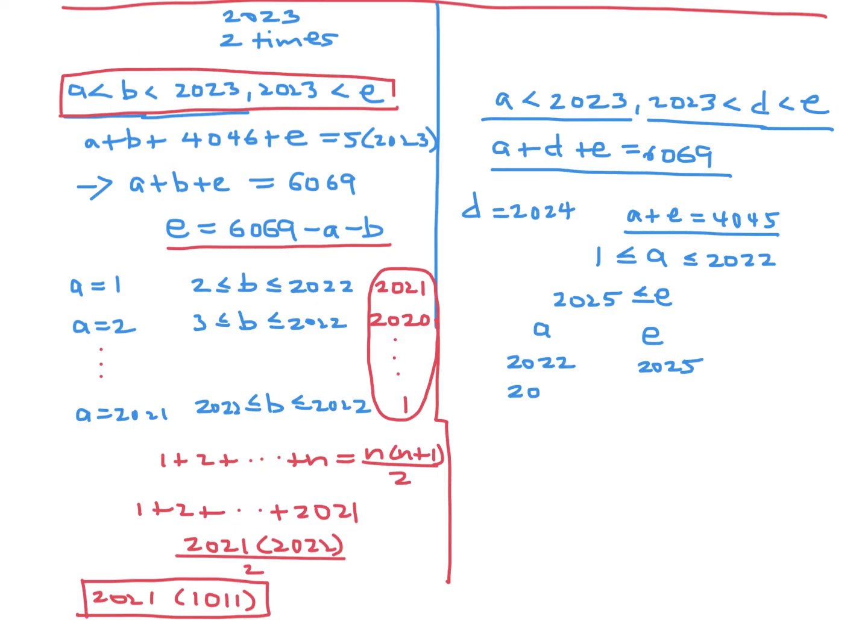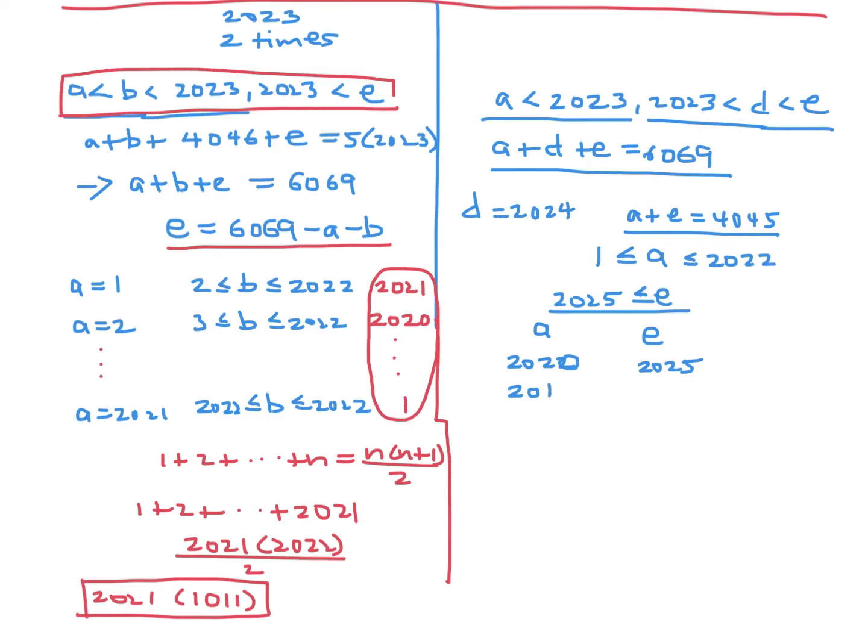Yeah, because E has to be at least 2025. So I think that's the maximum value of A I can get. So I can only go down from there. 2022 won't work. It's got to be 2020. Yeah, because if it's 2022, then E would be 2023, and that's not valid because E has to be greater than 2025. Okay, I got it.